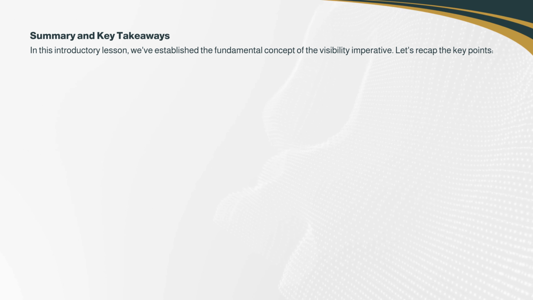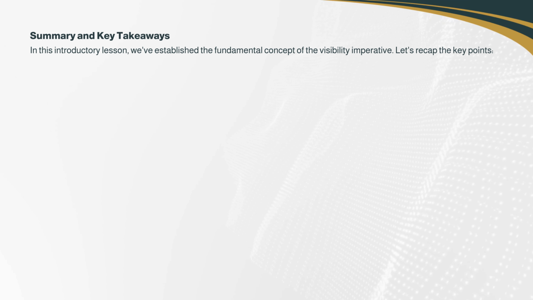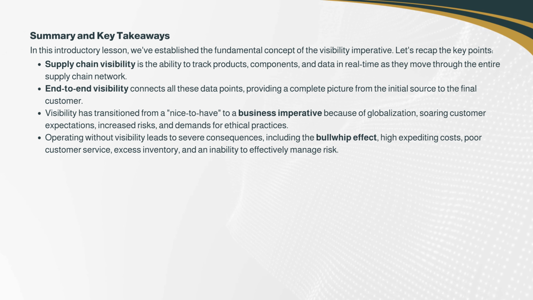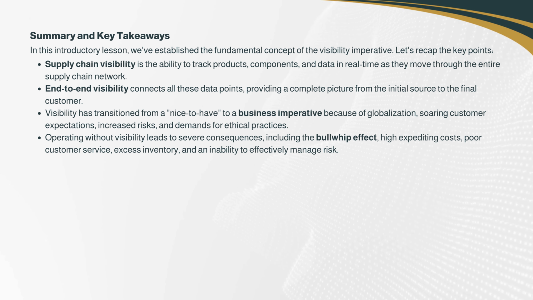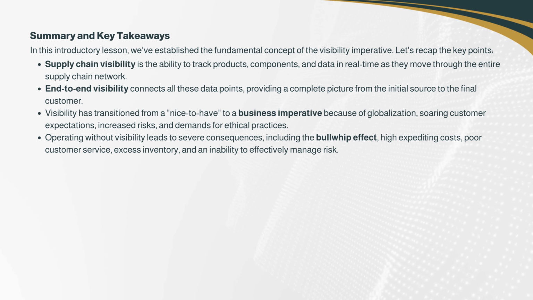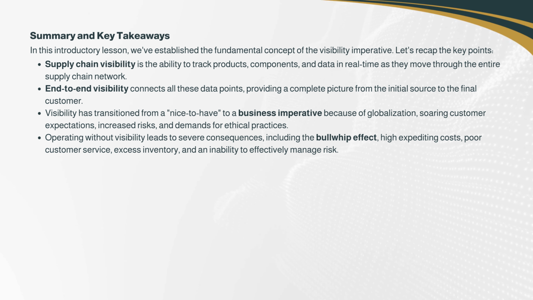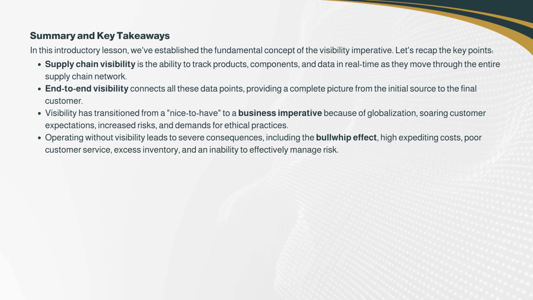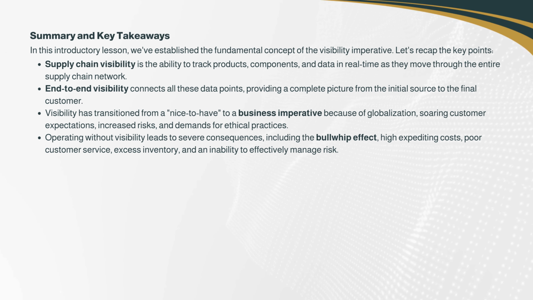Summary and key takeaways. In this introductory lesson, we've established the fundamental concept of the visibility imperative. Let's recap the key points. Supply chain visibility is the ability to track products, components, and data in real time as they move through the entire supply chain network. End-to-end visibility connects all these data points, providing a complete picture from the initial source to the final customer. Visibility has transitioned from a nice-to-have to a business imperative because of globalization, soaring customer expectations, increased risks, and demands for ethical practices.